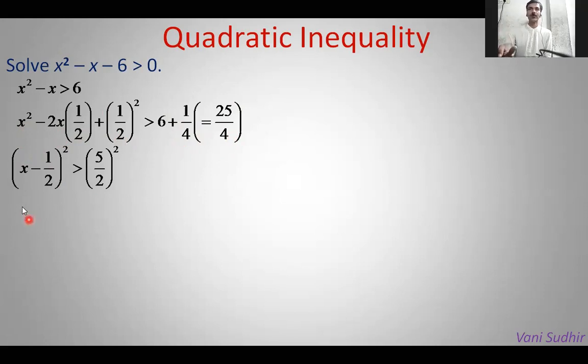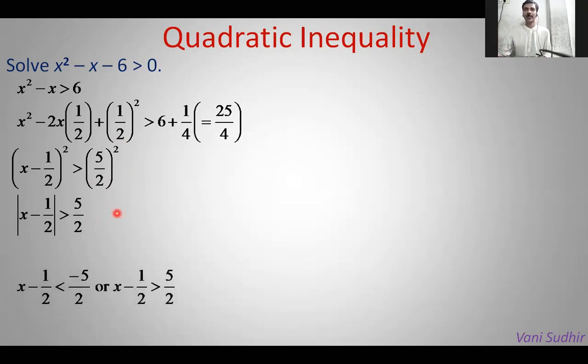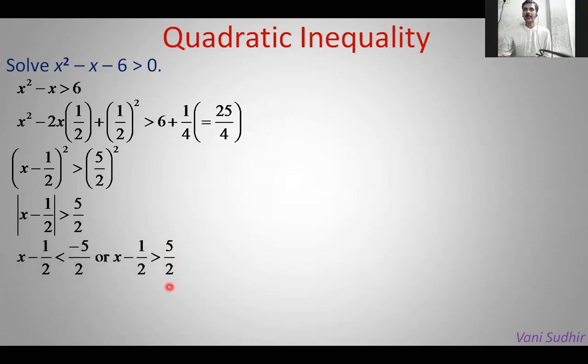So now it is in the form of x square greater than a square. Immediately we can convert this to absolute inequality. Modulus of x minus half is greater than 5/2. So now it has become an absolute inequality. You can apply the formula. When modulus x is greater than a, x is less than minus a, and x is greater than a. Here in place of a you are having 5/2. Instead of x you are having x minus half. X less than minus a I wrote here, x greater than a I wrote here.